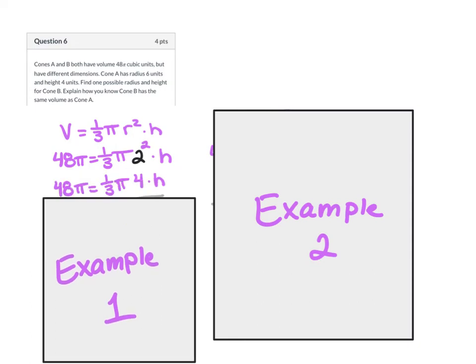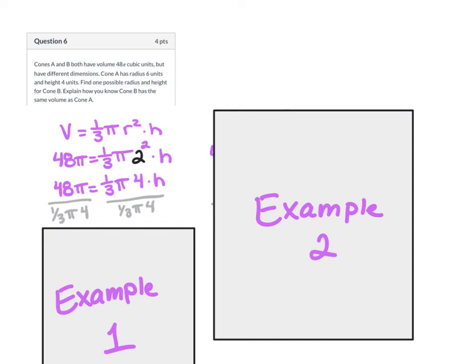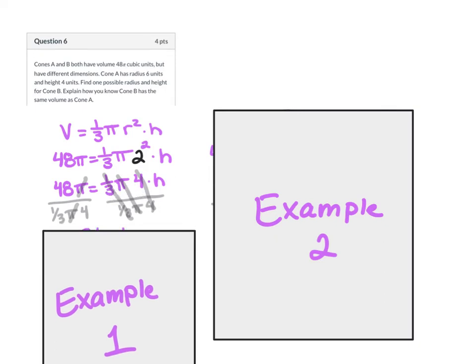First I'll square this, which makes 4, and then I need to get the height alone, so I'll divide by all of these numbers since they're attached by multiplication. And when I do that, on this side, these numbers cancel out, which is what I wanted. Over here, our pi's cancel out, and I now need to divide 48 by 4 times 1/3. This is not 4 and 1/3. This is 4 times 1/3, because remember all of these numbers were being multiplied.